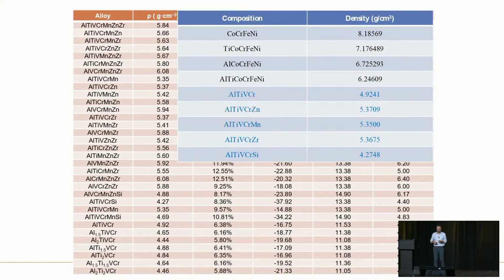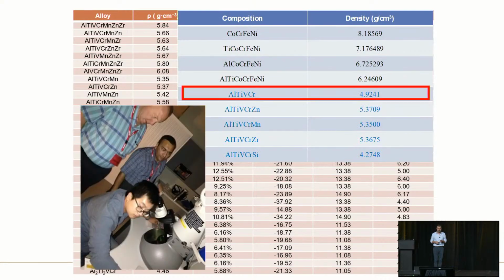And in looking a little bit closer, we thought of which ones of the low density are probably the easiest to make. And it turns out it was this 4-component one, aluminium, titanium, vanadium, chromium, which has a density of less than 5. Here's the student Yao that did it.